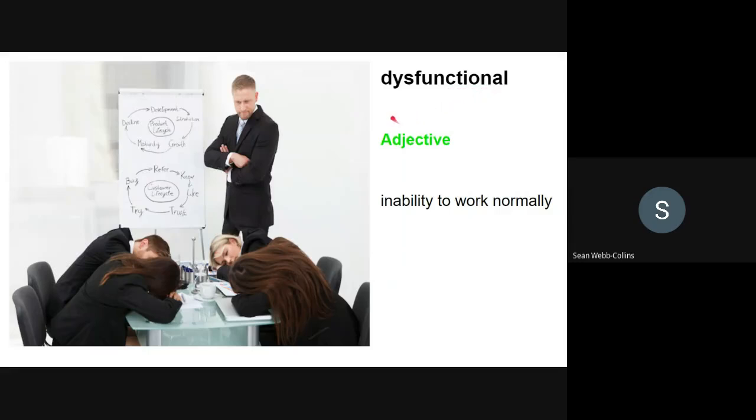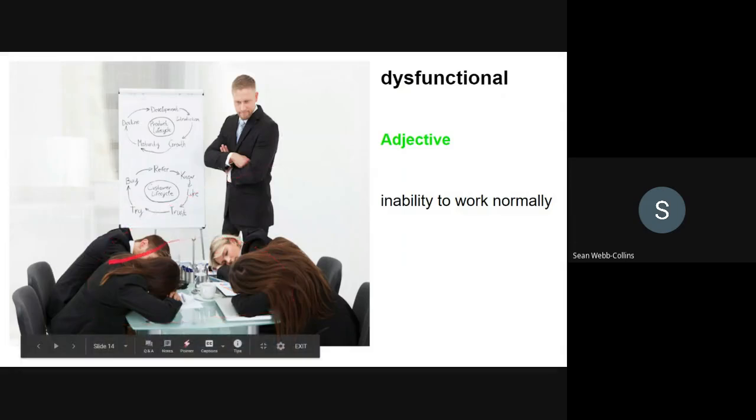Dysfunctional. Adjective, inability to work normally. For example, this team is dysfunctional. They are sleeping when they should be working.